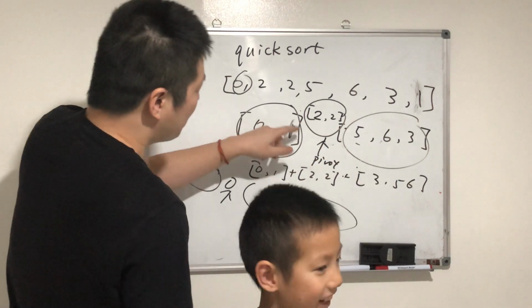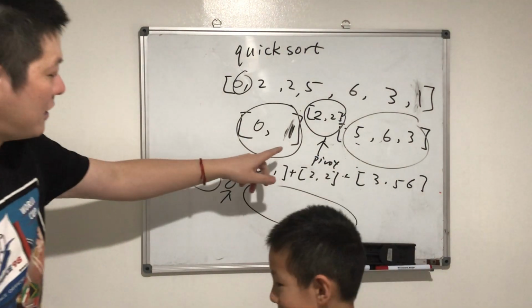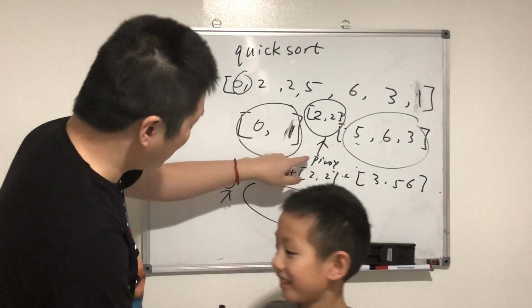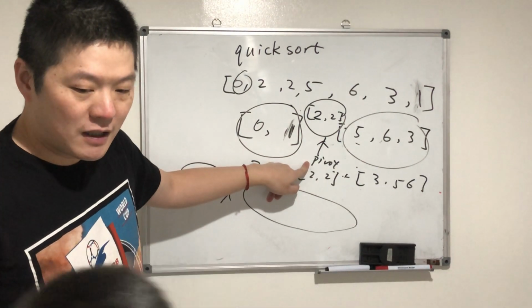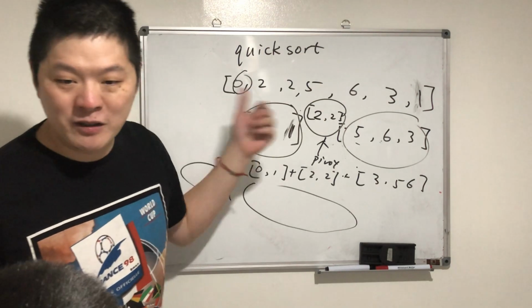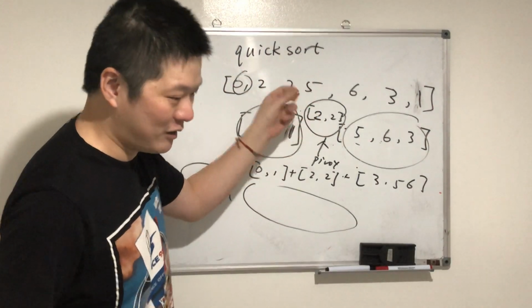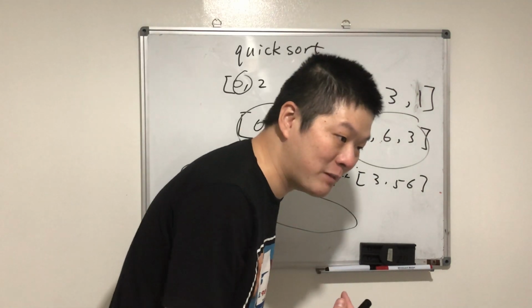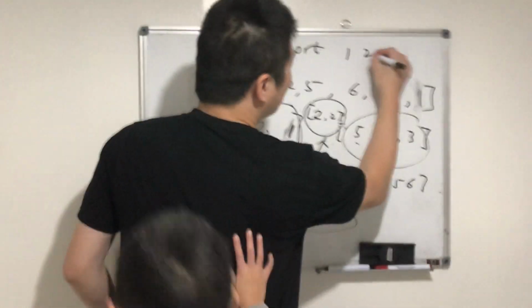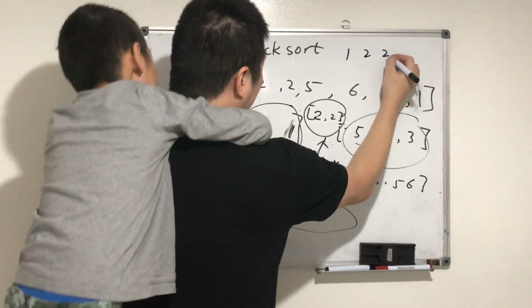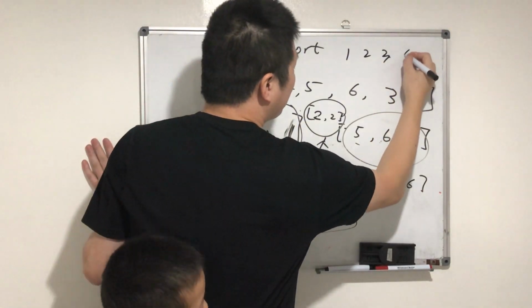So I want to pick a pivot number, which we call the pivot. One strategy is you can pick a random pivot, just any random number. Or you can pick the one which is in the median. Remember we talked about the median? Like 1, 2, 3, 4, what's the median?